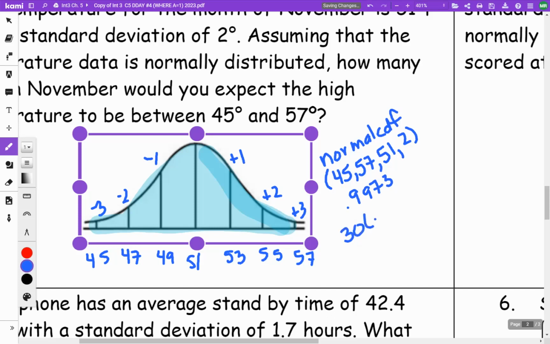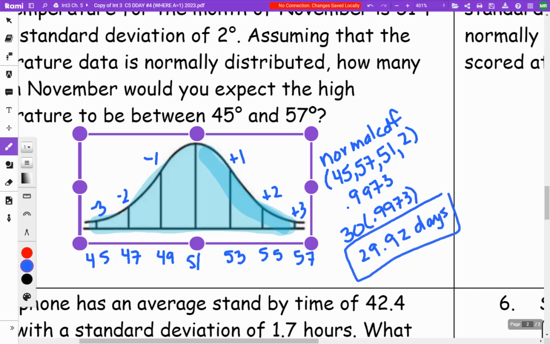Now, I want how many days? So I'm going to take 30 days times 0.9973. So I'm going to times that by 30 on my calculator, and I get 29.92 days. Okay, so about almost all 30 of them really are going to fall within that.